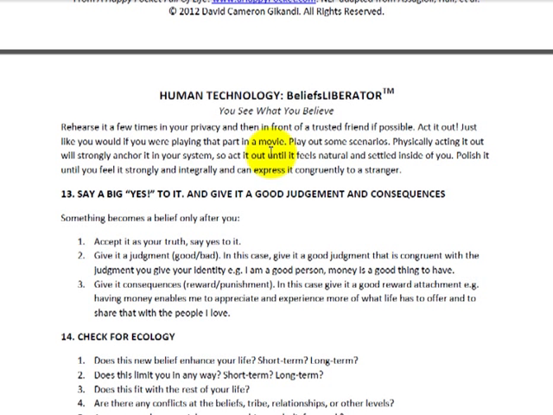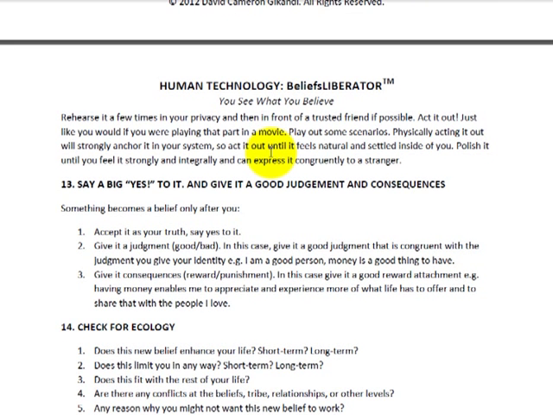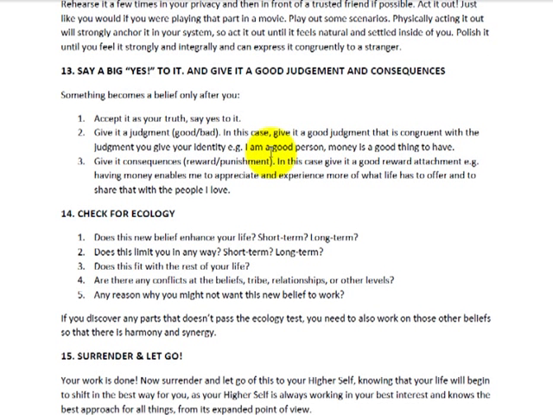It's the coolest thing you can do. It strongly anchors it in you. So act it out until it feels natural and settled inside of you. Polish it until you feel it strongly and integrally and can express it congruently to a stranger. And then say a big yes to it. In other words, give it a good judgment and good consequences.